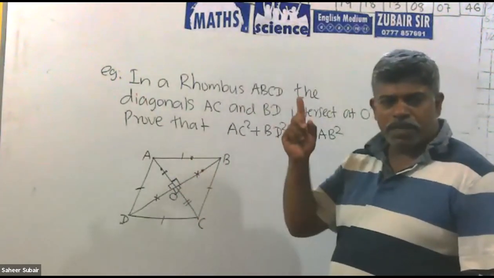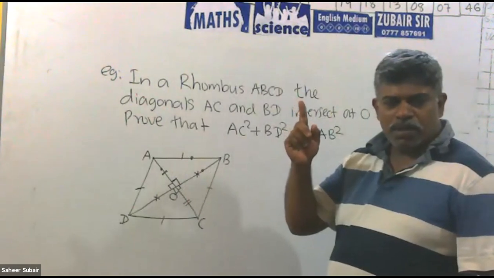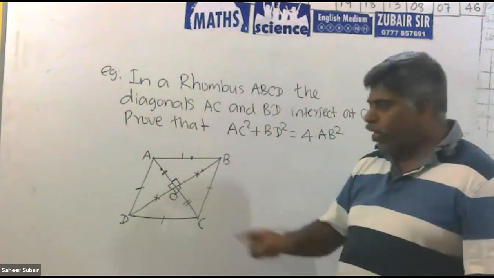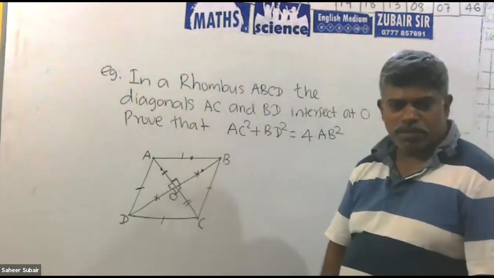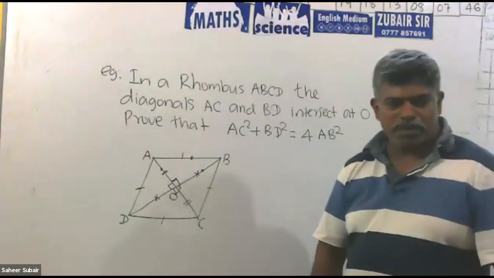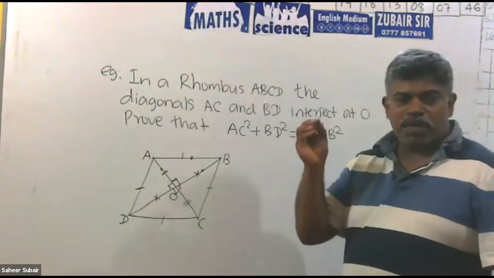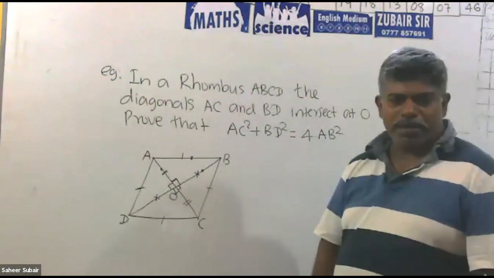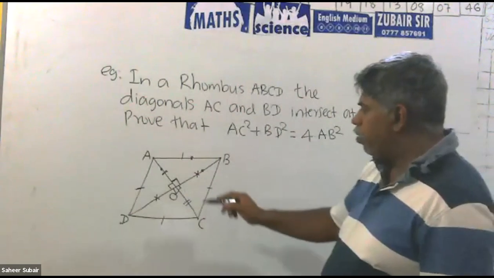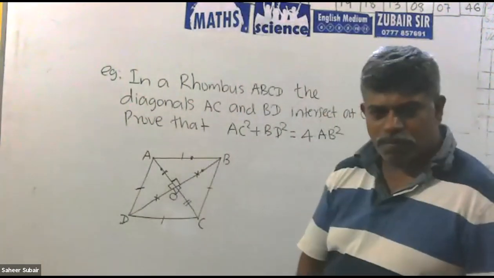Then the main heading is Pythagoras theorem, right? We have to use Pythagoras theorem. We have to connect these three sides by Pythagoras theorem. Pythagoras theorem can be applied in a right angle triangle. So these are right angle triangles, so we'll apply Pythagoras theorem to this.